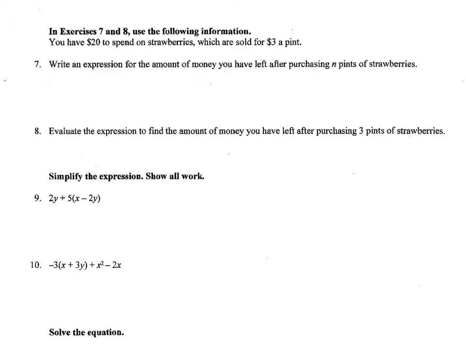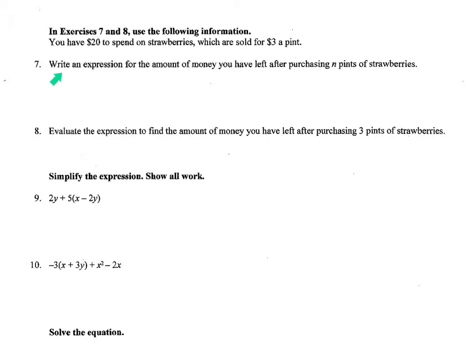In exercises 7 and 8, we got to use this information right here. It says you have $20 to spend on strawberries, which are sold for $3 a pint. So $3 for every pint, and you have $20 to spend.